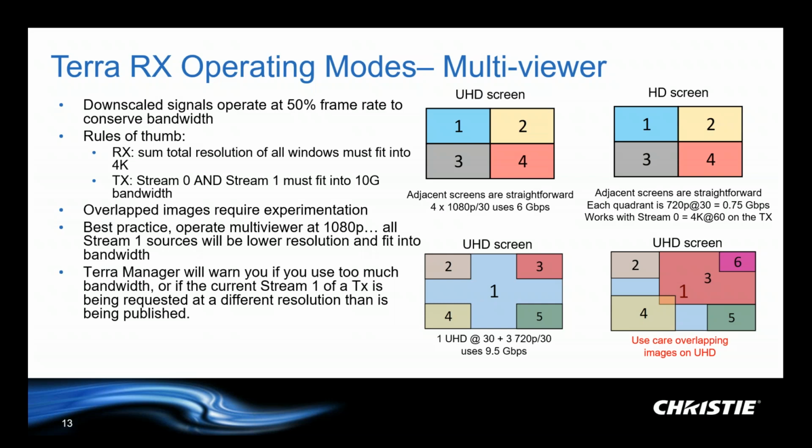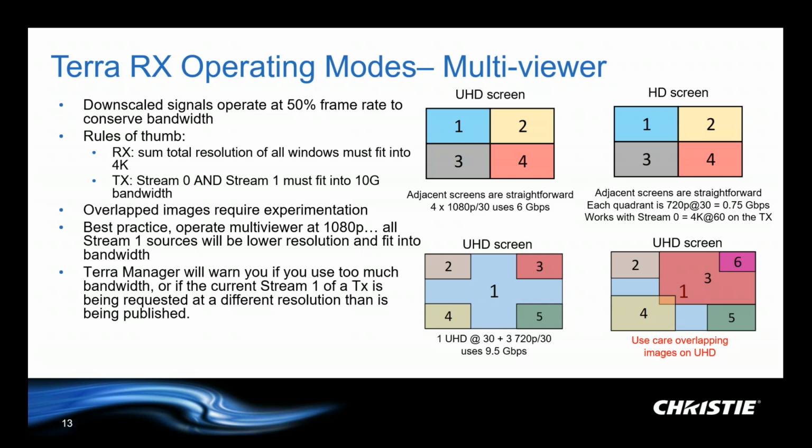So the higher the native resolution is on stream 0, the lower the resolution you have to use on stream 1, so that it fits into the 10 gigabyte bandwidth. So stream 0 and stream 1 must always fit into the 10G bandwidth. That's the physical size of the pipe on the output from the TX onto the network.